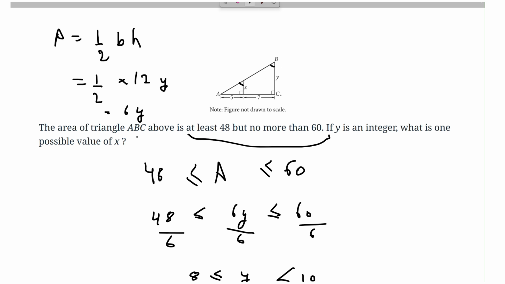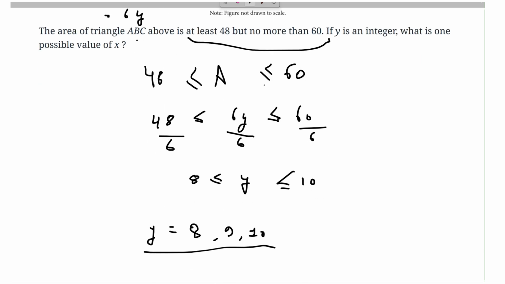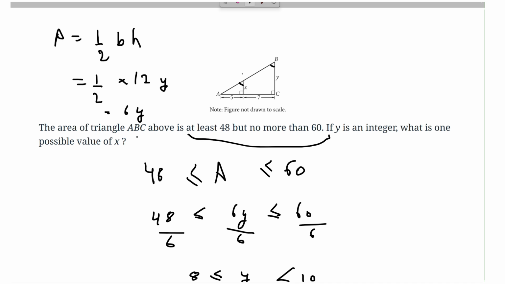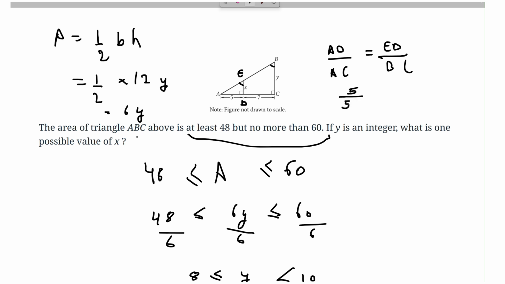So what we must know in similar triangles is that the ratio of corresponding sides are equal. So if we denote this point as E and this point as D, then AD by AC must be equal to ED by BC. So AD is equal to 5 and AC is equal to 5 plus 7, and ED is equal to x, and BC is equal to y.